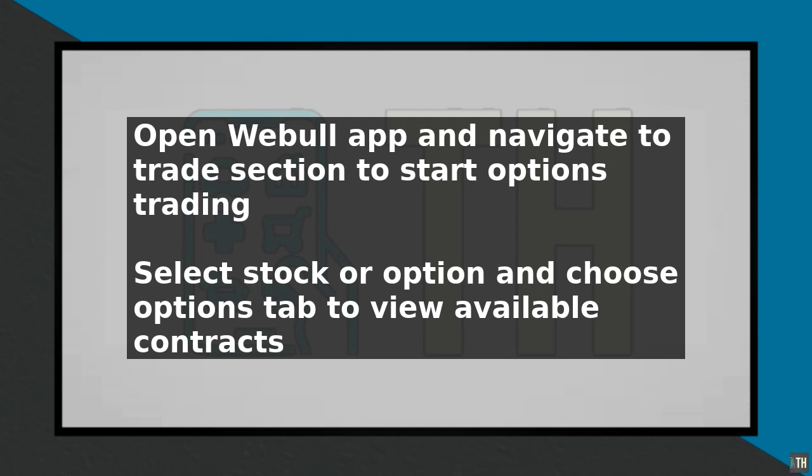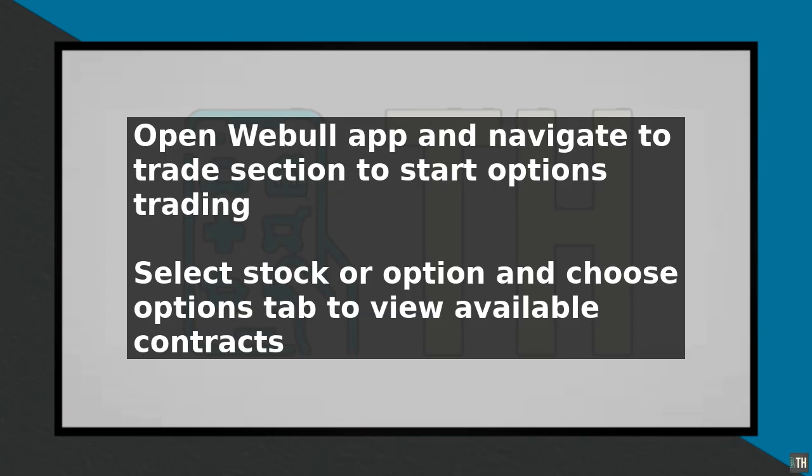First, you need to understand the different types of options available. There are two main types: calls and puts. A call option gives you the right to buy a stock at a certain price, while a put option gives you the right to sell a stock at a certain price.